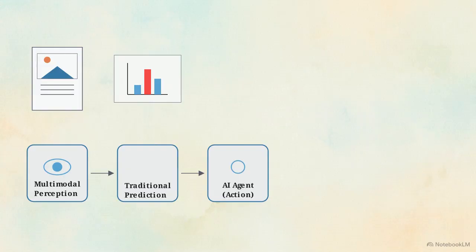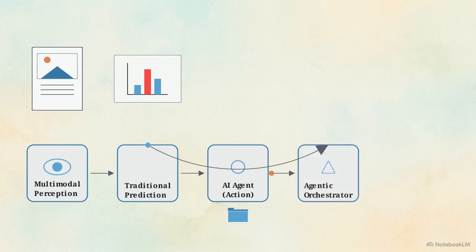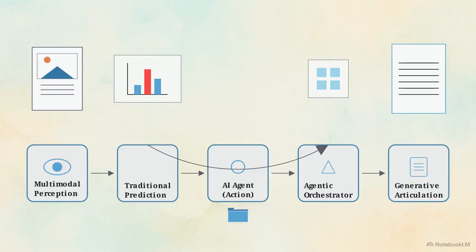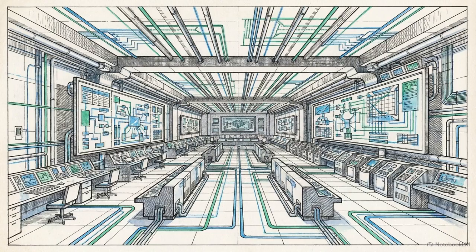That anomaly triggers an AI agent, which immediately pulls a historical account file to provide necessary context. Finally, the agentic orchestrator compiles these steps and directs generative articulation to output a clear, plain text summary for the reviewing manager. Mapping these strict operational boundaries is the absolute prerequisite to building a scalable, autonomous financial pipeline.